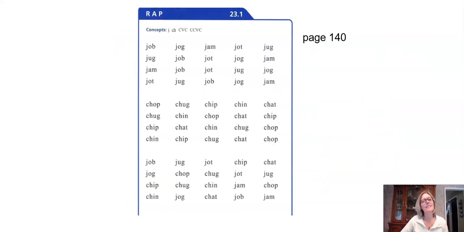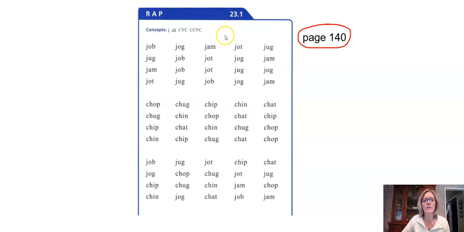Let's go on to the next thing. Now we're going to need you to open your binder and go to page 140. This is RAP 23.1. On here we're going to go real fast. We're just going to do the top line of the first section and the top line of the second section.